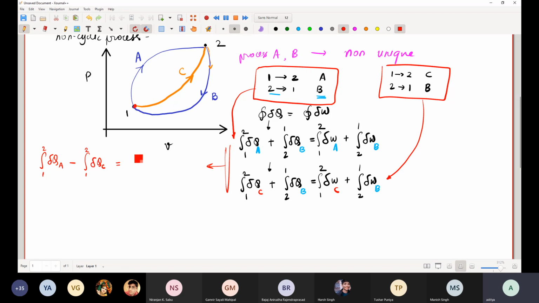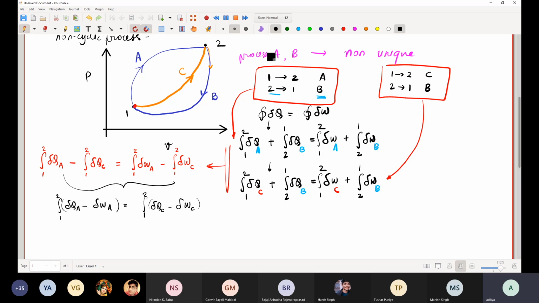This will be equal to 1 to 2 del W A minus 1 to 2 del W C. Let me rearrange the terms. So I have 1 to 2 del Q A minus del W A is equal to 1 to 2 del Q C minus del W C.